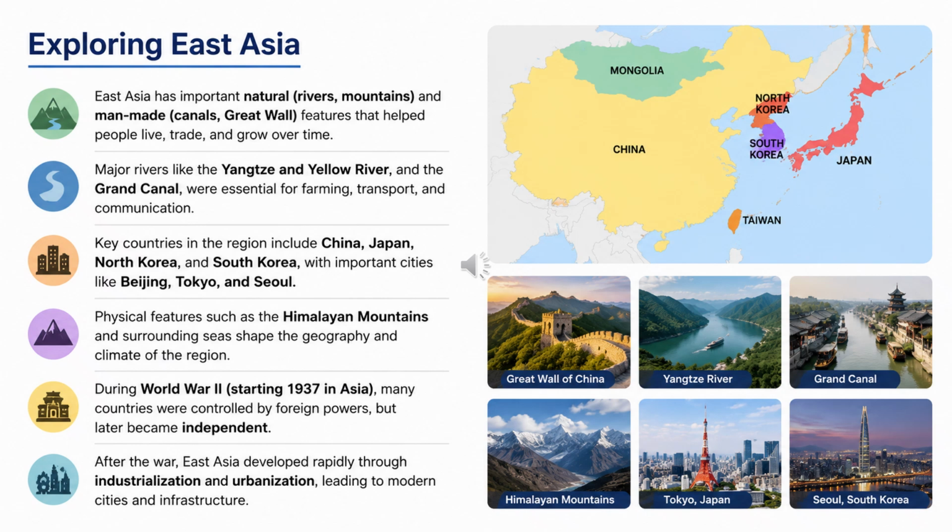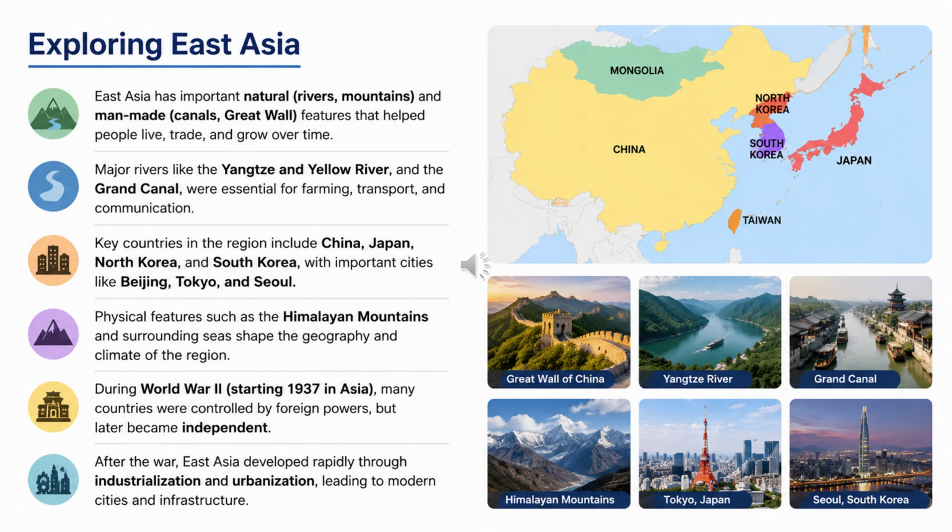So as we discussed earlier, the major countries in East Asia are China, Mongolia, Japan, North Korea, South Korea, Taiwan, etc. These countries are home to many important cities. For example, Beijing is the capital of China, Tokyo is the capital of Japan, Seoul is the capital of South Korea, etc. These cities are well known for their modern technology, industries, and cultural importance.